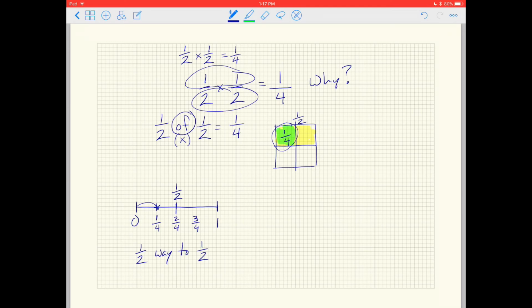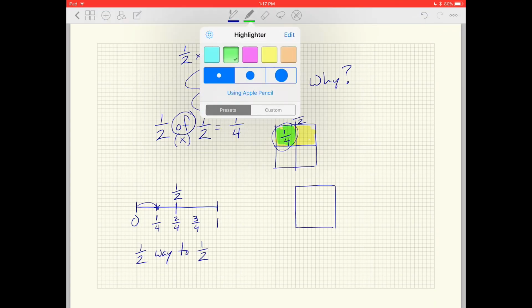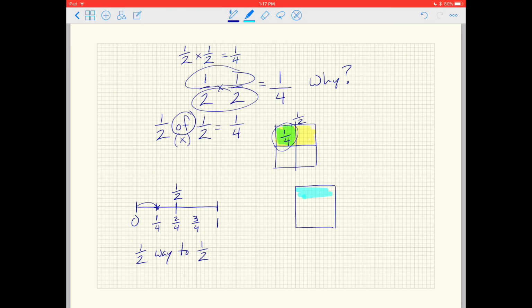There is one last way that you may see people show this. Lots of times they'll shade in a box like this or a rectangle, and they'll shade it with one color halfway. There's my half going across. And if I take a different color and do halfway going down, the places where those two halves overlapped, that's the answer to my multiplication problem. And there it is, that fourth again.